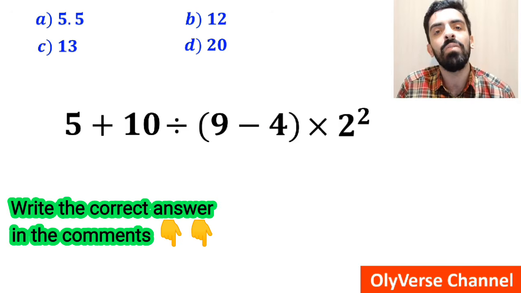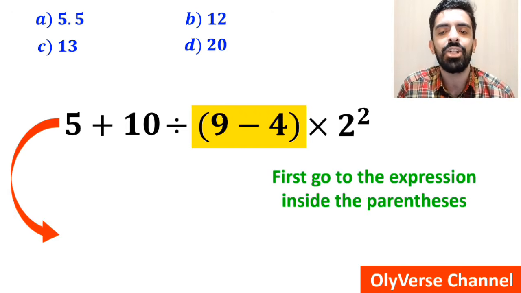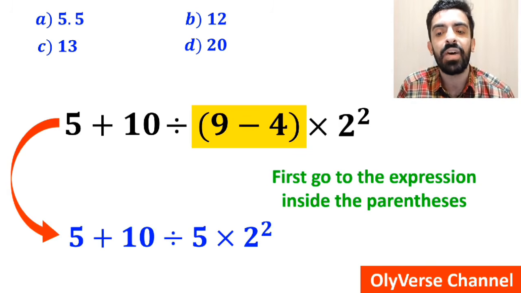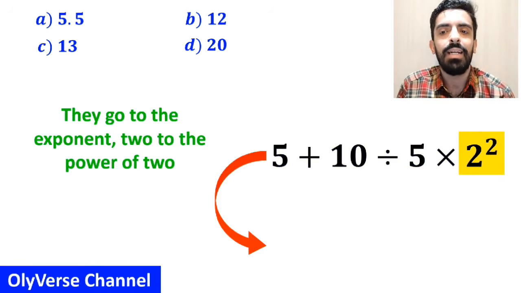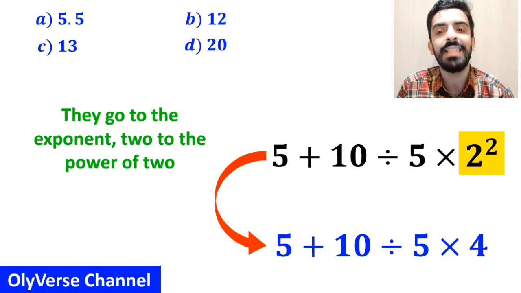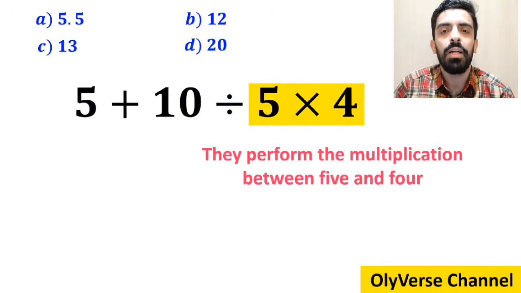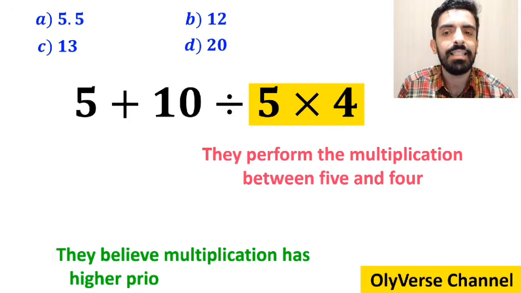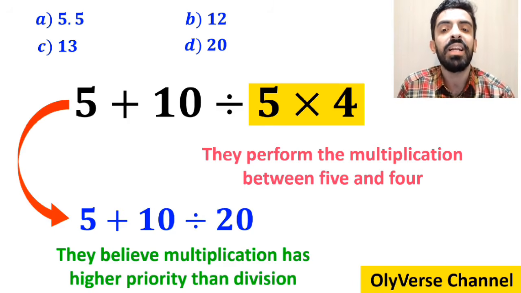Also, some other people, when solving this question, first go to the expression inside the parentheses, and instead of this expression, they write 5 plus 10 divided by 5 multiplied by 2 squared. And the next step, they go to the exponent, 2 to the power of 2, and simplify this expression to 5 plus 10 divided by 5 multiplied by 4. Then, they perform the multiplication between 5 and 4 because they believe multiplication has higher priority than division. So, instead of this expression, they write 5 plus 10 divided by 20.